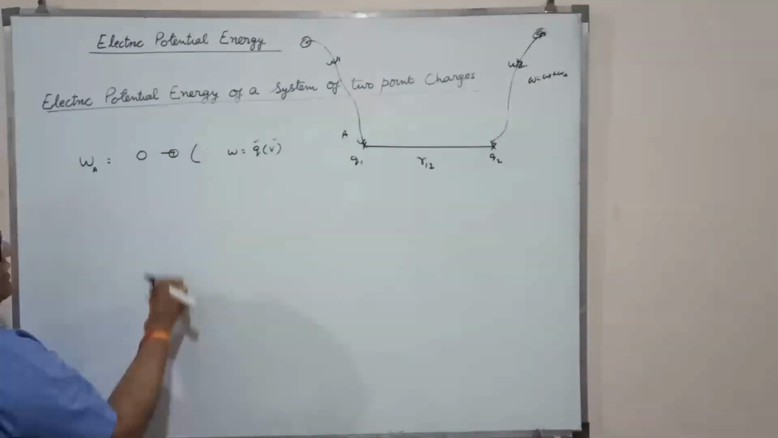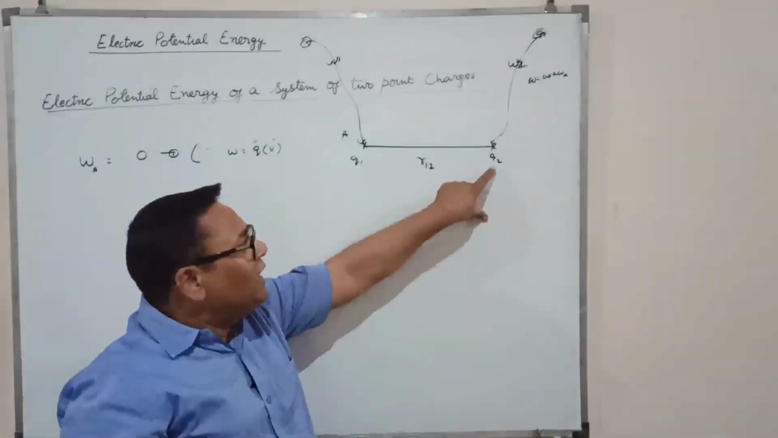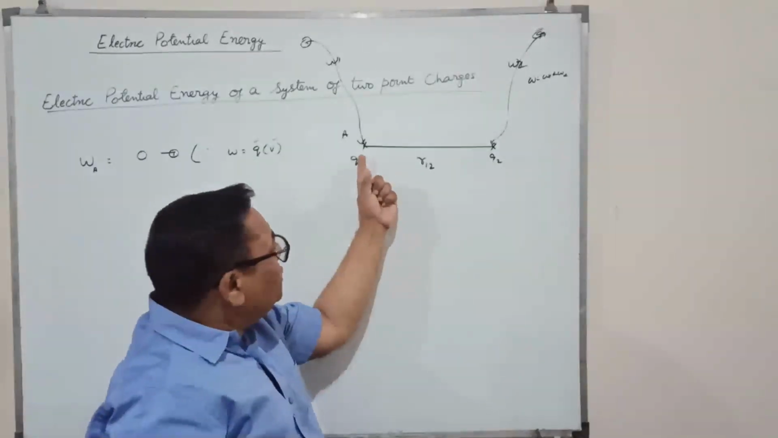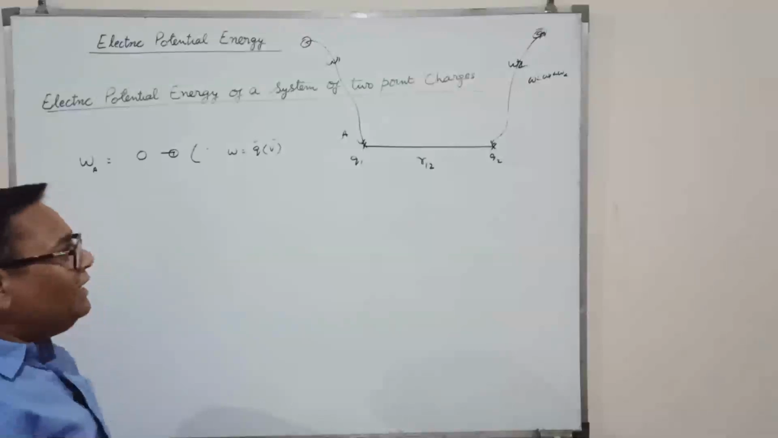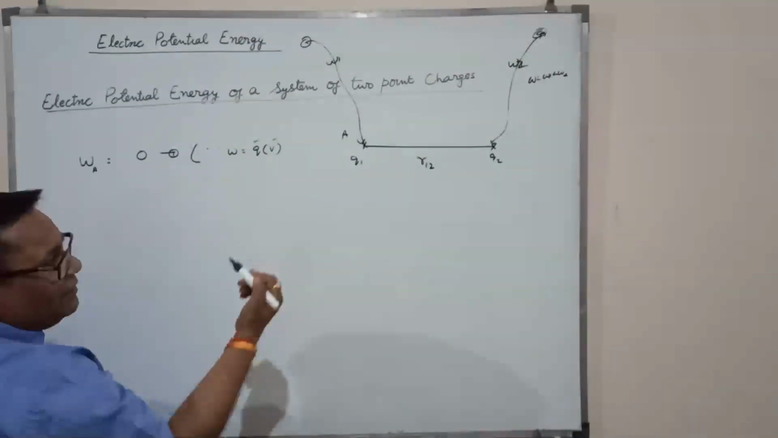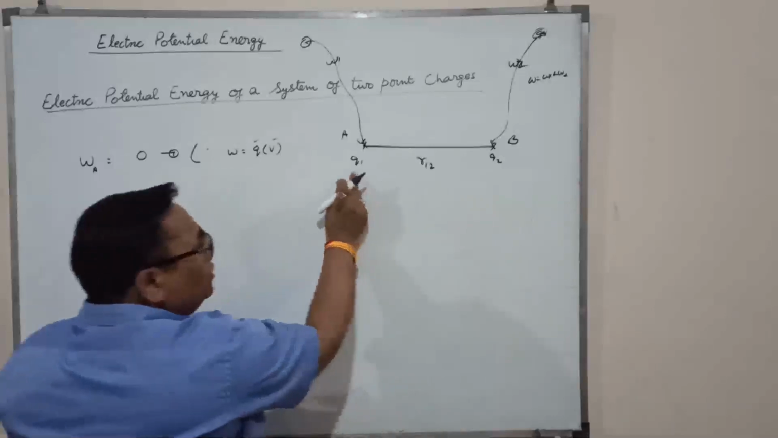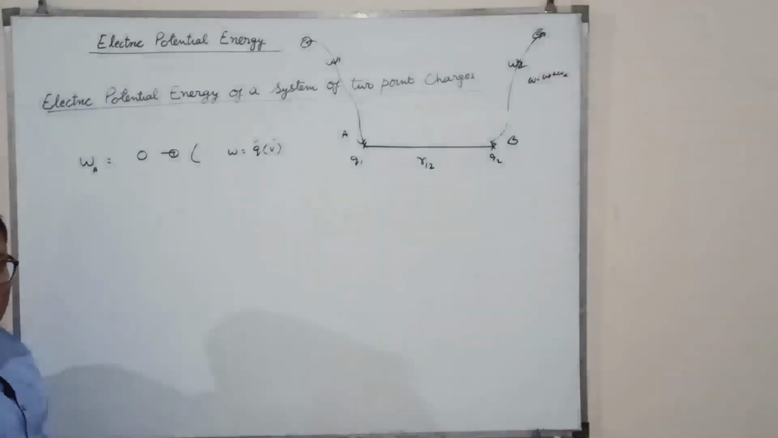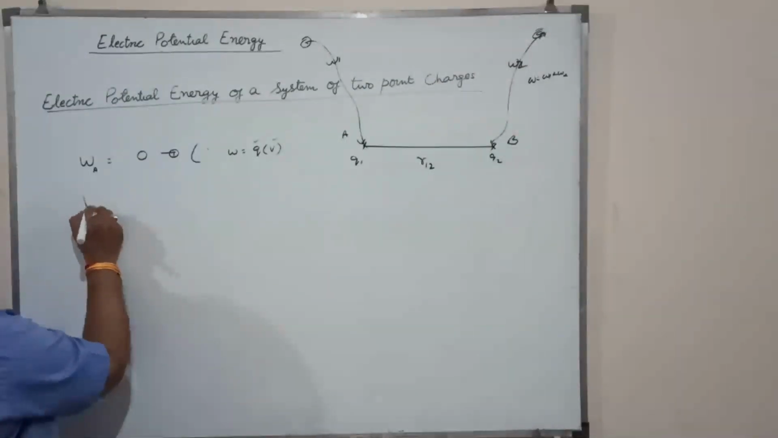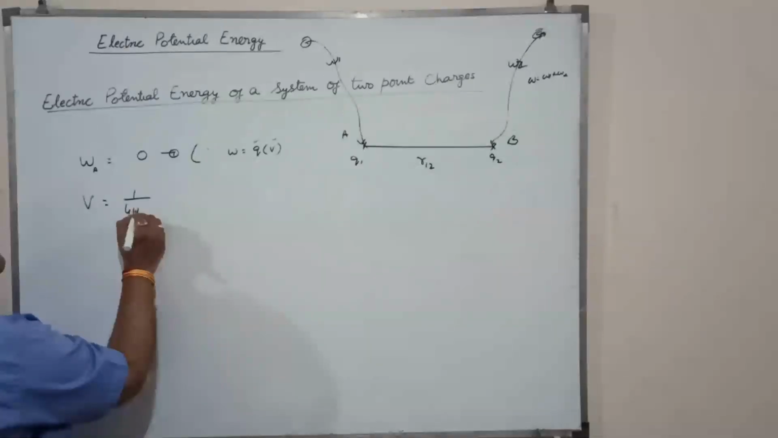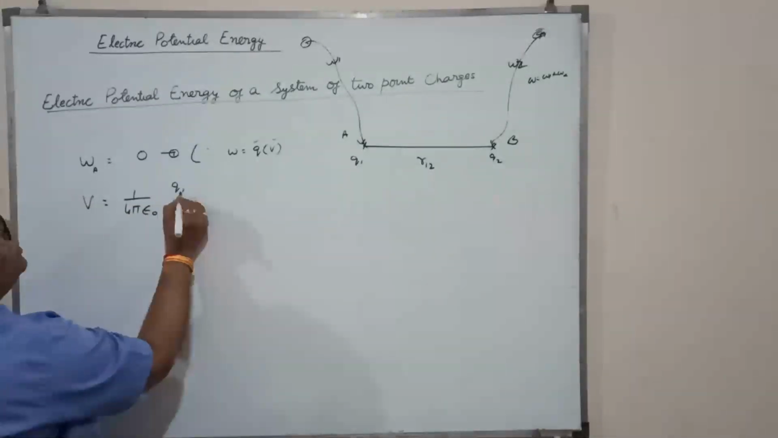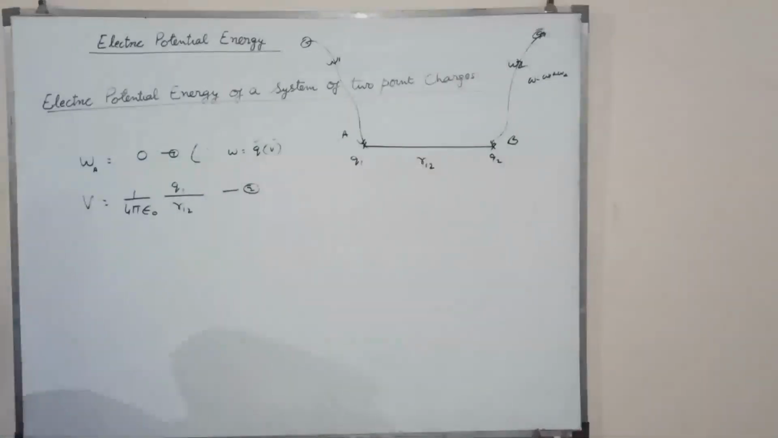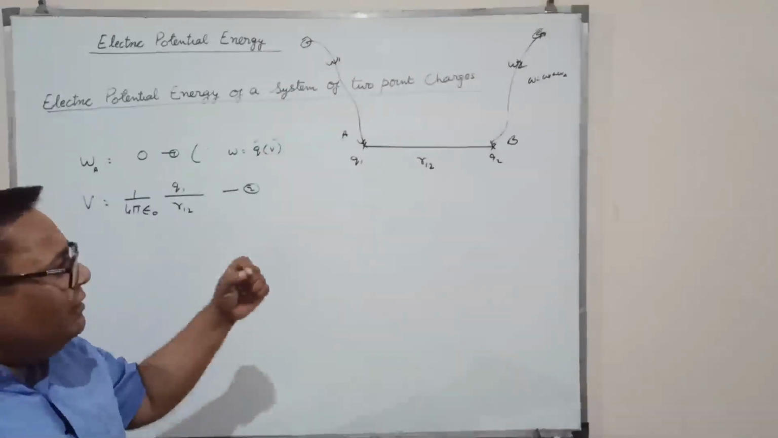This is the first equation. Now, when we bring the charge Q2 to its respective position, then the potential due to Q1 is acting here. So the potential at the point B due to the Q1 charged particle is V equal to 1 upon 4 pi epsilon 0 Q1 upon R12. This is equation 2.